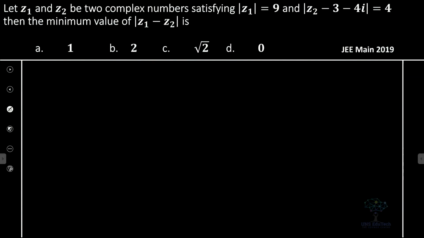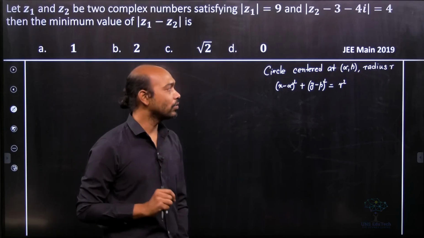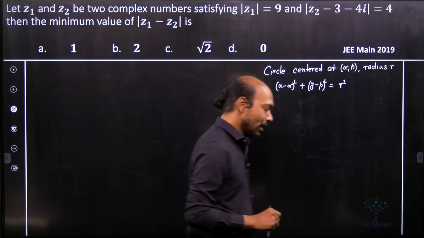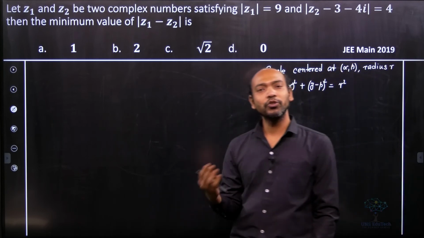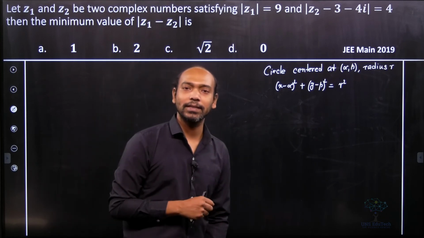We know that a circle centered at (alpha, beta) with radius r is (x minus alpha) whole square plus (y minus beta) whole square equals r square. So that's the equation of a circle we all know. Now here we also know that a complex number can be represented by an ordered pair x and y, as x plus iy.